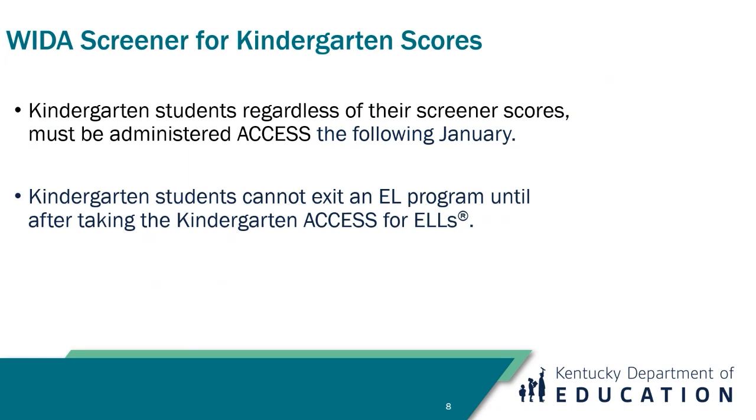Even though a parent has refused services, if the student is identified off the screener by scoring less than the criteria we're going to be talking about, the student is still EL. This student would still take kindergarten ACCESS in January, February during our window.